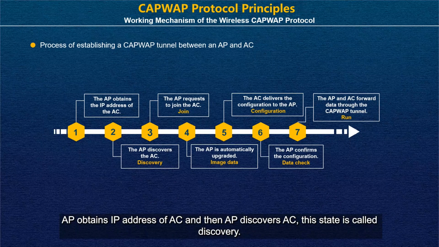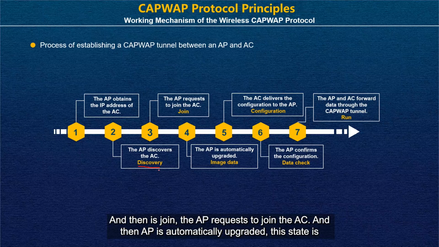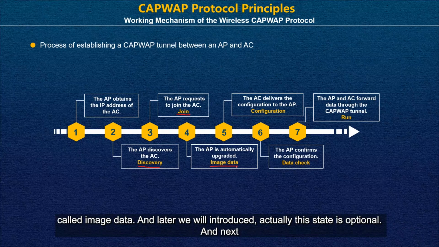The AP obtains the IP address of the AC, and then the AP discovers the AC. This state is called discovery, and then it's join. The AP requests to join the AC, and then the AP is automatically upgraded. This state is called image data, and later we will introduce it. Actually, this state is optional.